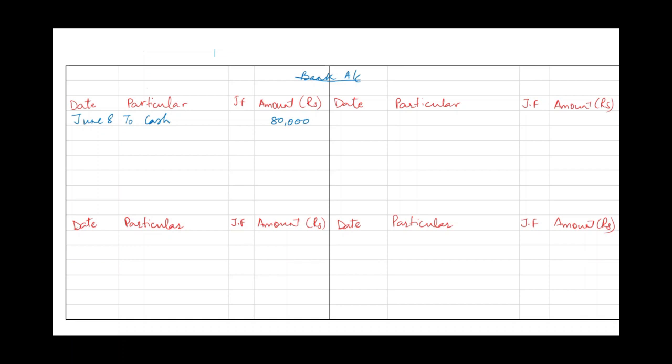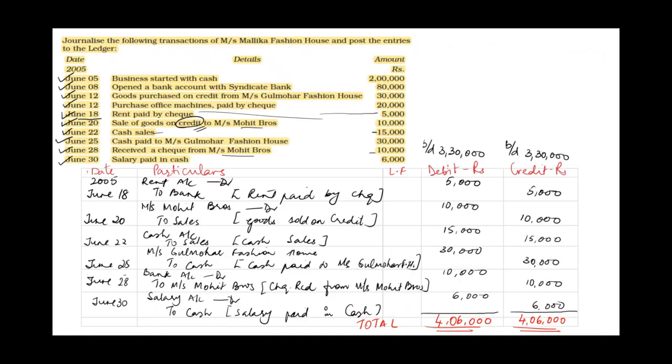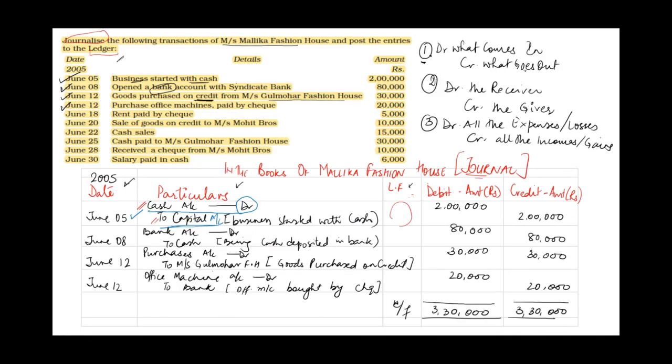Money comes in bank, so debit what comes in and credit. From cash, the money is going out. So I'll say June 8 by bank 80,000, right? So my second transaction this is done.